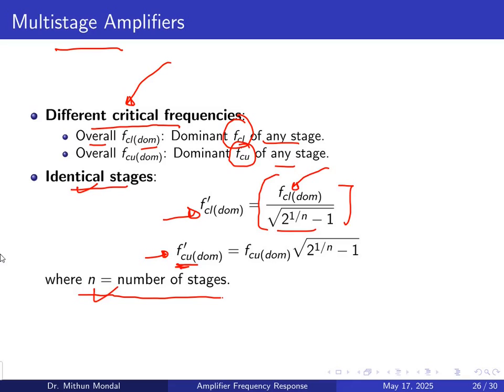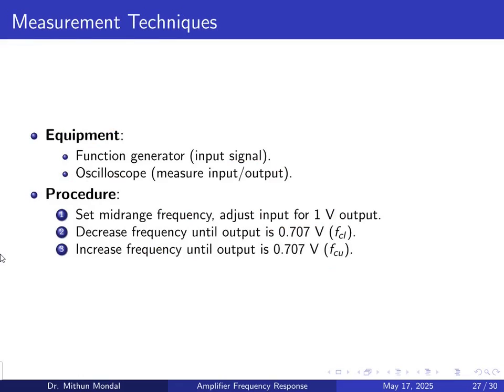The upper critical frequency is FCU dominant. This is for one stage, multiplied with a certain factor, that is, the square root of 2 to the power 1/n minus 1. So in the lower we are dividing, and in the upper we will be multiplying with the same factor. We have understood the lower, medium and high frequency regions for single stage as well as multi-stage.